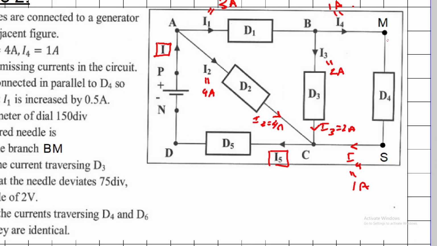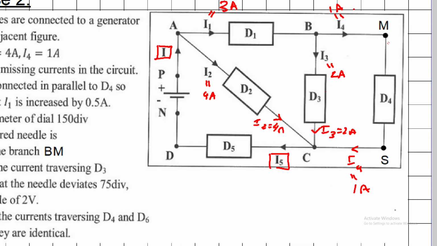So notice that now we can determine the value of I5 because at the node C we have three currents that are entering, and we know the values given by 4 amperes, 2 amperes and 1 ampere. Across the terminals of D3, the value of the traversing current I3 is equal to 2 amperes. As for D4, it is given by 1 ampere. Okay, so we can determine the value of I5.